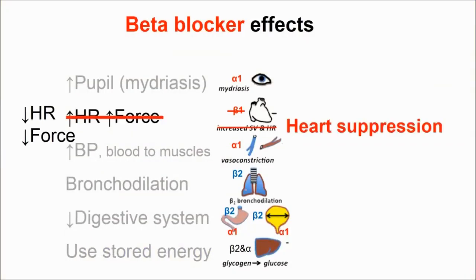Okay, so it blocks heart function. So heart suppression is what beta blockers do. But in addition to beta 1 blockade, if it blocks beta 2 in the bronchial smooth muscle, it's a problem. If it blocks beta 2 glycogenolysis, that's also a problem. So people tend to use beta 1 blockers more nowadays. Okay, does that make sense?